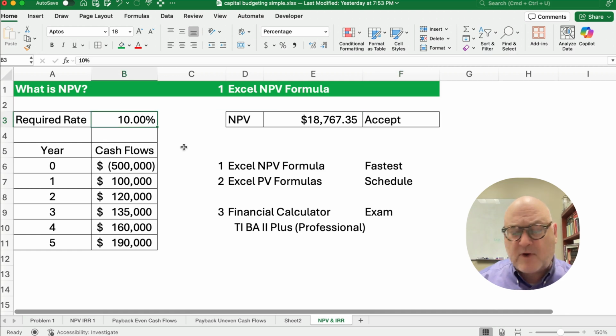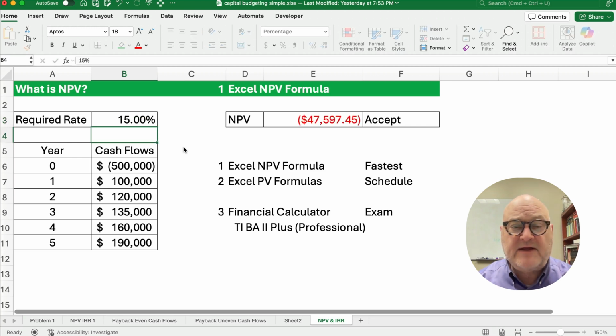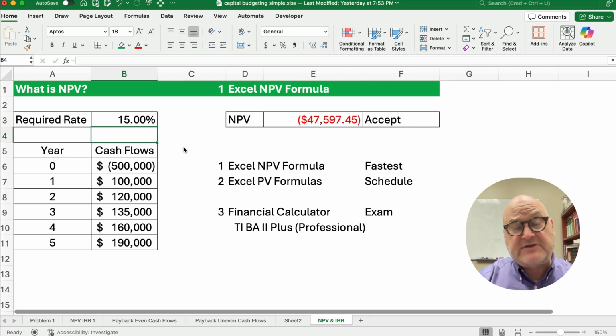Well, what if we made the required rate like 15%? Well, at 15%, it's so much discounted that the net present value is going to be less than 0 and negative. If that's true, we would reject it. We would not accept, we would reject the net present value in this problem here in this capital budgeting decision. But here at 10%, we're happy because we're receiving a positive net present value.